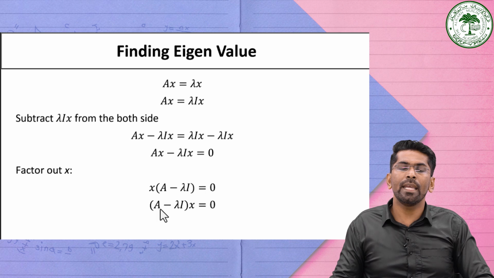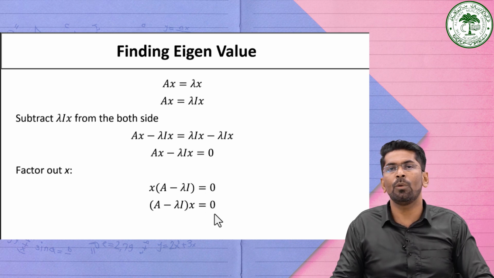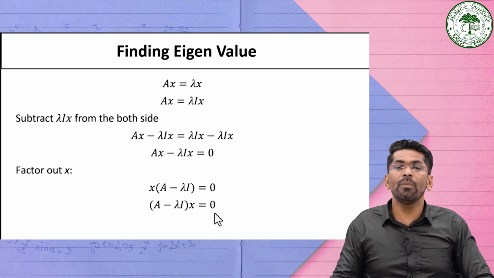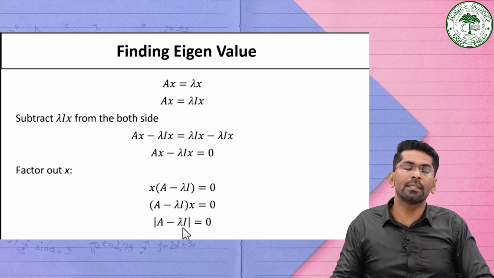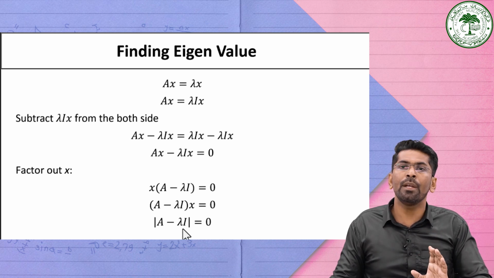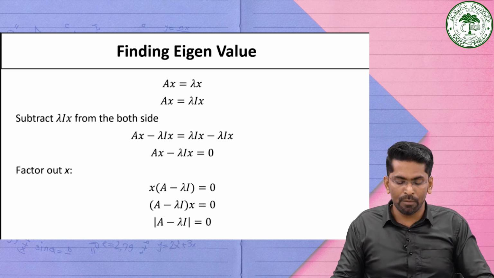This equation states that the matrix A minus lambda I times the vector x is equal to a zero vector. This equation has a non-trivial eigenvector solution if and only if the determinant of A minus lambda I is equal to 0. So we will find the eigenvalues by equating the determinant of A minus lambda I to 0, and we can solve this equation. Accordingly we will get the eigenvalue and the eigenvector as well.